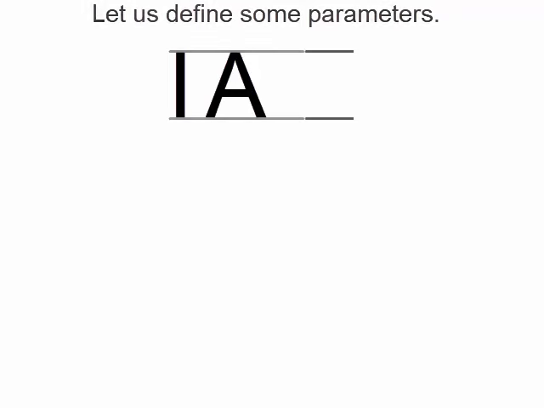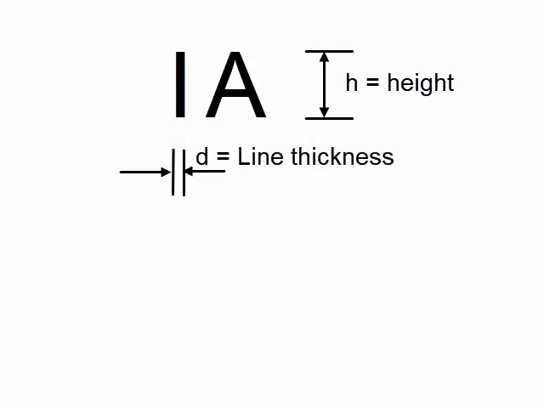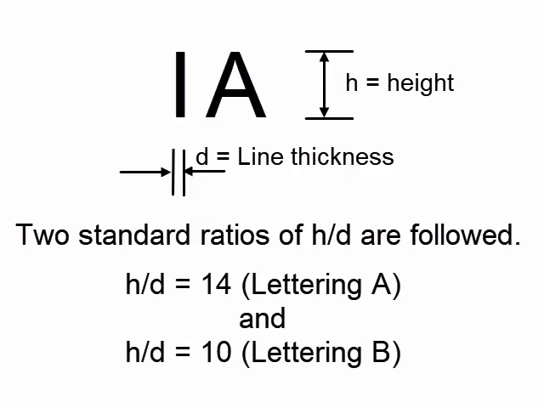Let us define some parameters. For example, H is the height of the letters, D is the line thickness. Two standard ratios of H over D are followed, H over D equal to 14 for lettering A, H over D equal to 10 for lettering B.